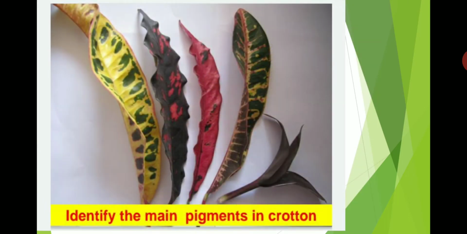These are the leaves of the plant known as croton. The croton leaves have different colors of pigments that we can see. Which will be the main pigment here? Of course there will be chlorophyll, but in addition to chlorophyll you can see all the other pigments in different composition. But chlorophyll is there so that it can do the process known as photosynthesis.